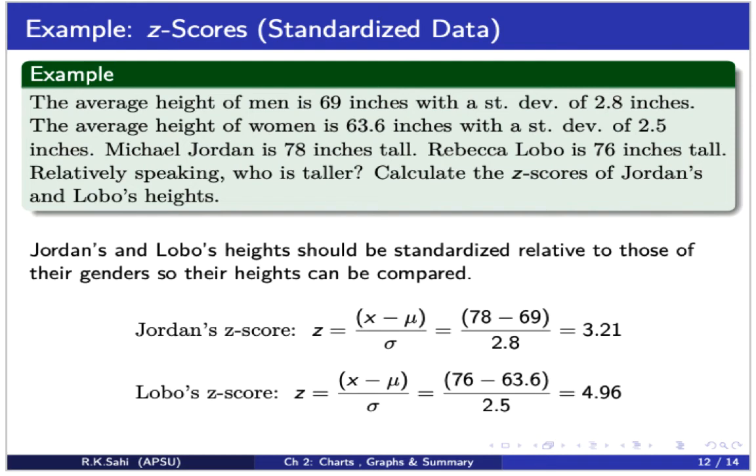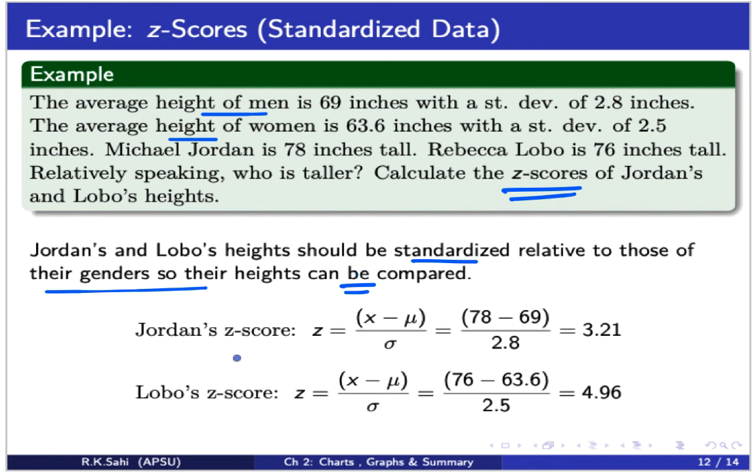So that means if I'm making the comparison between a woman's height and a man's height, to have the right answers, we have to go back and standardize the data set. And the way we do it is using z-scores. We are given the average height of men and the average height of women and also the standard deviations of men and women respectively. So we are going to standardize the heights of Jordan and Lobo relative to those of the genders they are coming from. That will help us make a much better comparison.